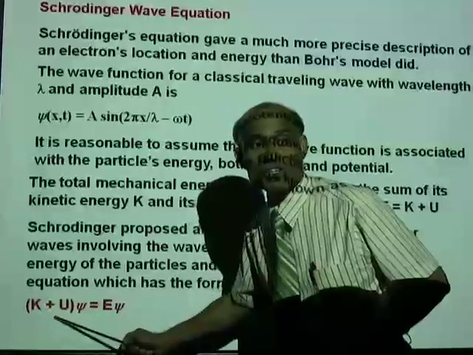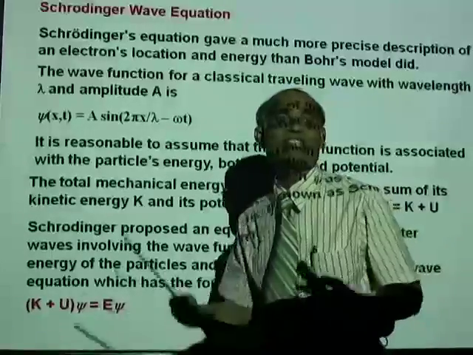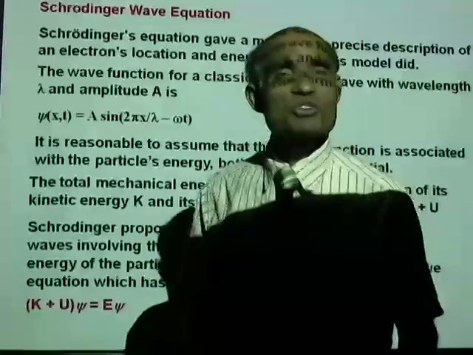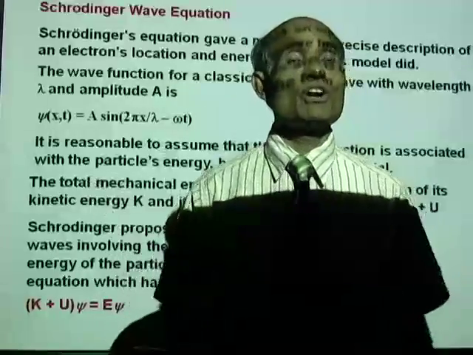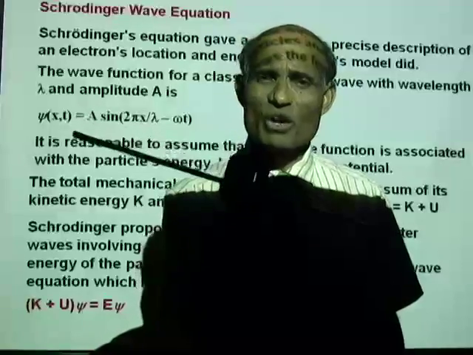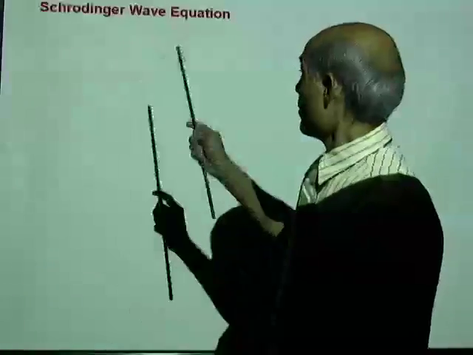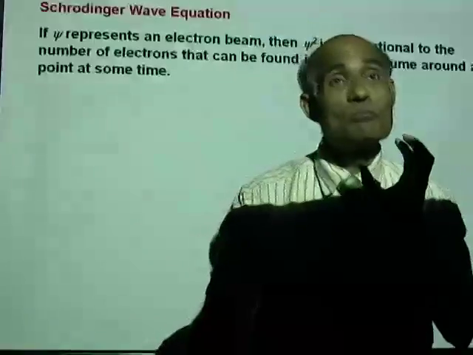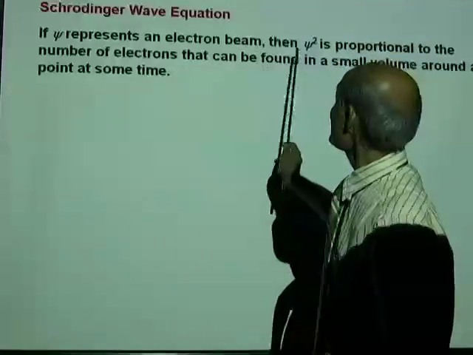Now, the Schrödinger equation can be written like this: H psi, where H is a function of the kinetic and potential energies, equals E psi. E stands for the total energy. So what it tells you is that the wave function that describes the electron is actually a function of the total energy of the electron. And that can be used to locate. Can we locate precisely where the electron is? That's a different task.